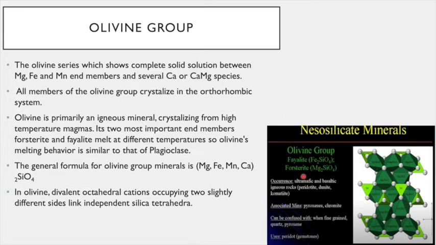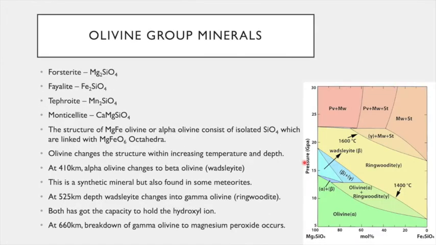Fayalite and forsterite, these are the two end members of the olivine group. We are going to discuss it in the coming slides. So, olivine group minerals: forsterite, fayalite, tephroite, monticellite. These two are the most common as these are the two end members. Forsterite is magnesium silicate, fayalite is iron silicate, tephroite is manganese silicate, and monticellite is calcium magnesium silicate.